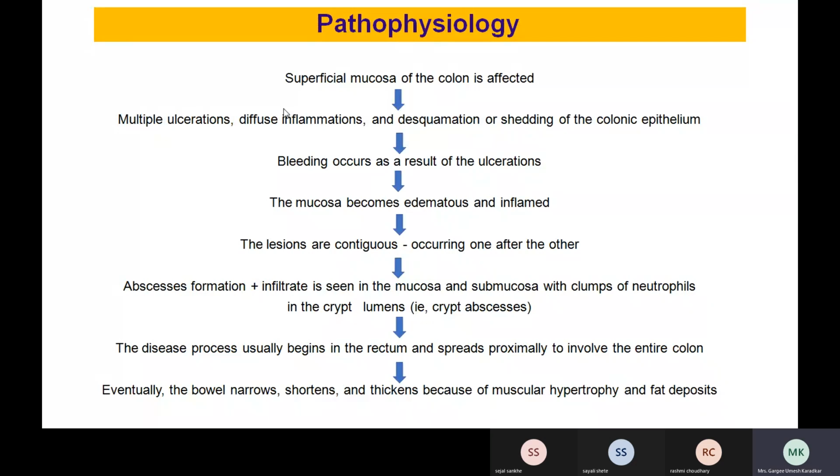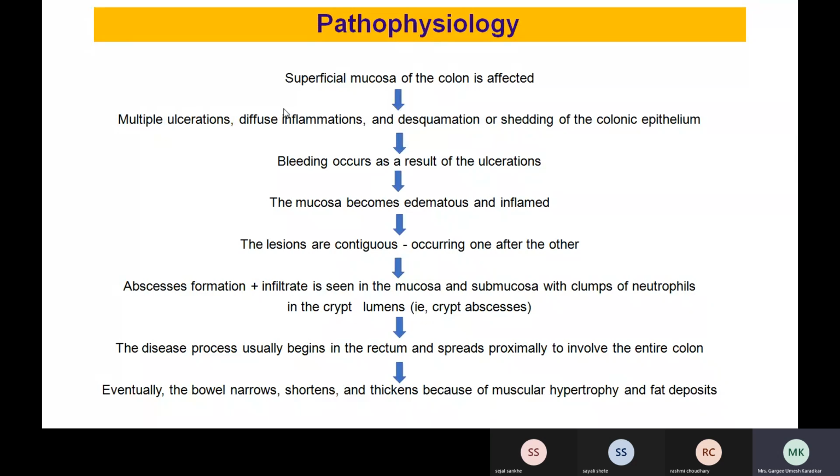Now, these ulcers are formed, but there may also be bleeding. There is a blood supply to the mucosa, so bleeding will occur as a result of these ulcerations. Then the mucosa becomes edematous and inflamed. The lesions are contiguous, occurring one after another. Then there is abscess formation, plus infiltrate seen in the mucosa and submucosa with clumps of neutrophils in the crypt lumens. They are called crypt abscesses. The disease process usually begins in the rectum and then spreads proximally to the entire colon.